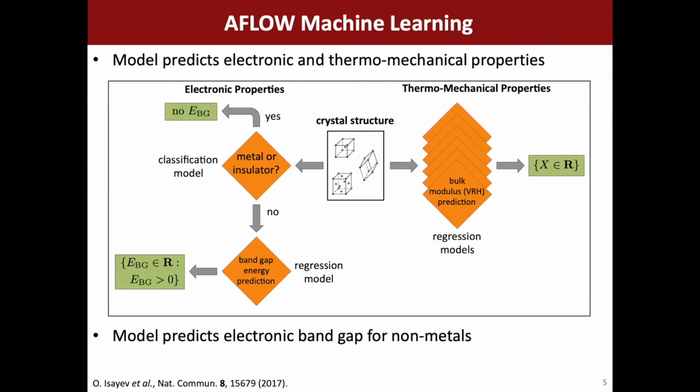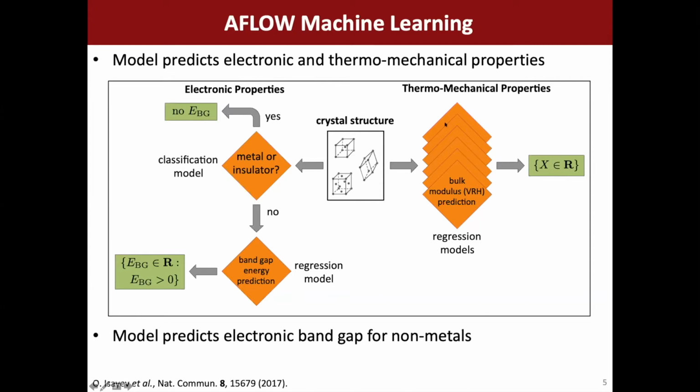So then the way that it was trained was on two sets of data. First, it was trained on electronic properties. These were trained on the unique materials in the ICSD. So the first part of this was a classification model to determine whether the material was a metal or an insulator. If it's a metal, then it doesn't have a band gap. However, if it's an insulator, it does have a band gap. So then you predict the energy of the band gap using a regression model.